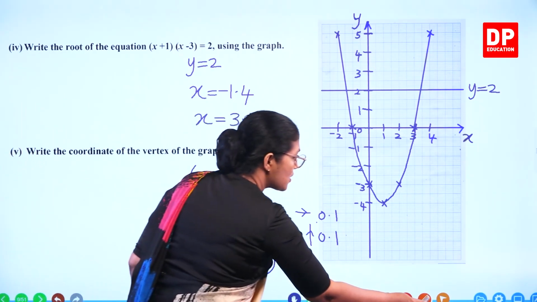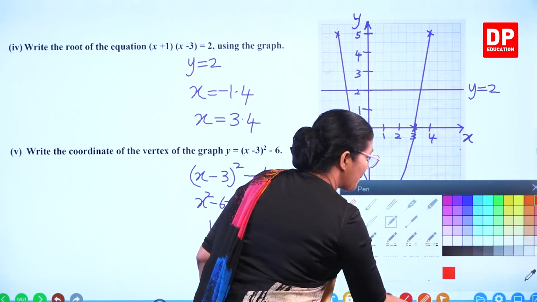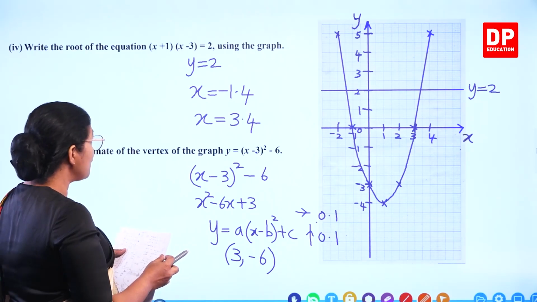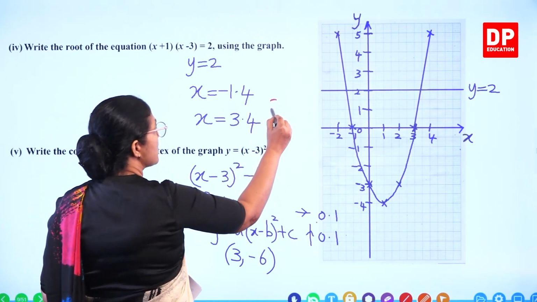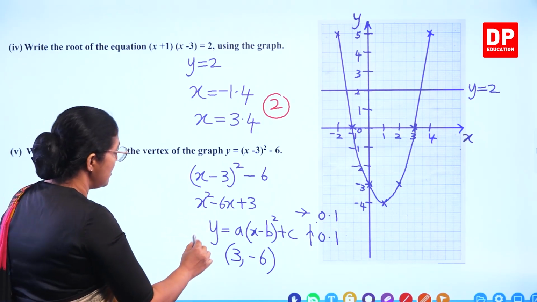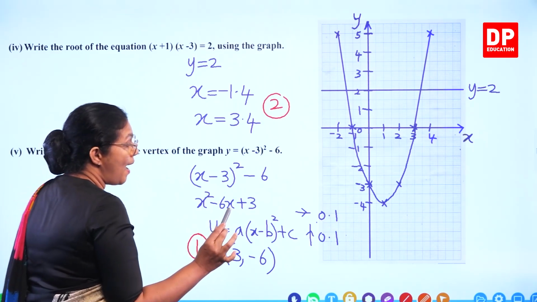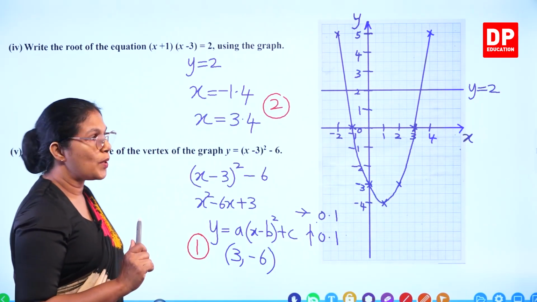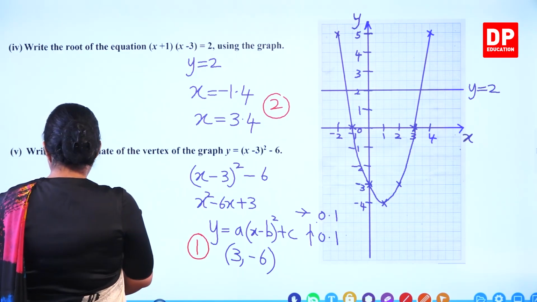So how many marks can we give for this question? Let's look at it. Minus 1.4 and 3.4, you get 2 marks. And this one, 3, minus 6, you get 1 mark. So we have given altogether 10 marks for this question. Let's do the next one.